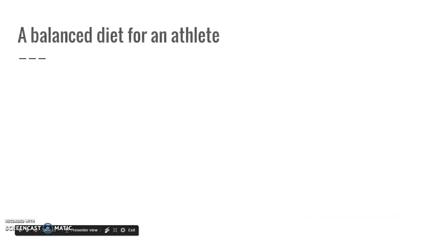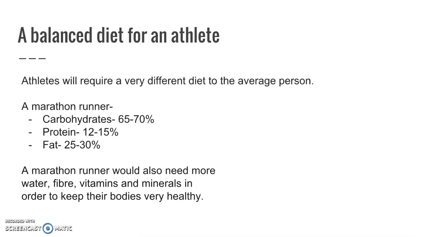A balanced diet for an athlete is going to be very different from the diet requirements of an average person. This is because depending on what sport they do, they will need different amounts of carbohydrates, proteins or fats. For example, a marathon runner needs 65% to 70% carbohydrates because they're running for very long distances for a long time, so they need a slow release of energy.